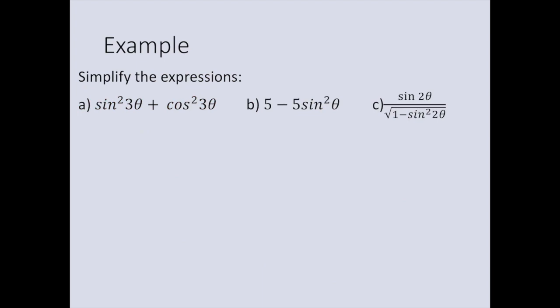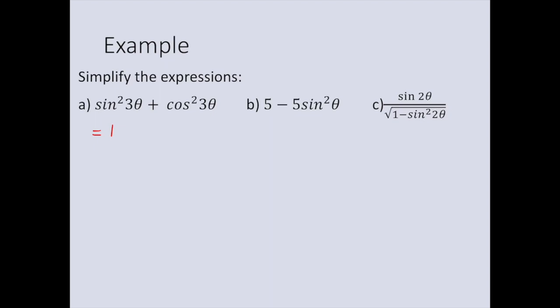Right, well, let's see if we can use these then to simplify the expressions. So let's start with the first one. Start with sine squared 3 theta plus cos squared 3 theta. Well, you could imagine we could sub in, say, alpha equals 3 theta into both, and we get sine squared alpha plus cos squared alpha. So we can say that this one is equal to 1, just using that first trig identity. That was easy.